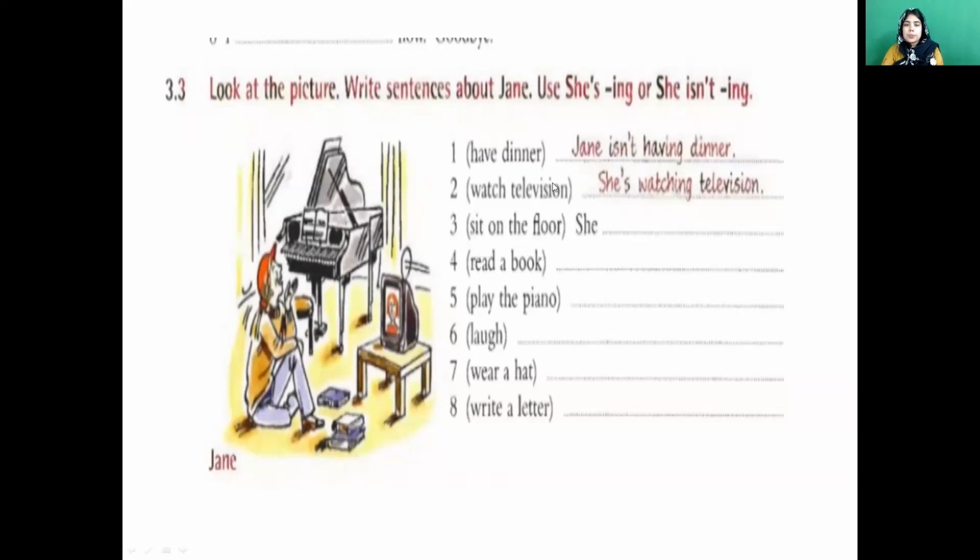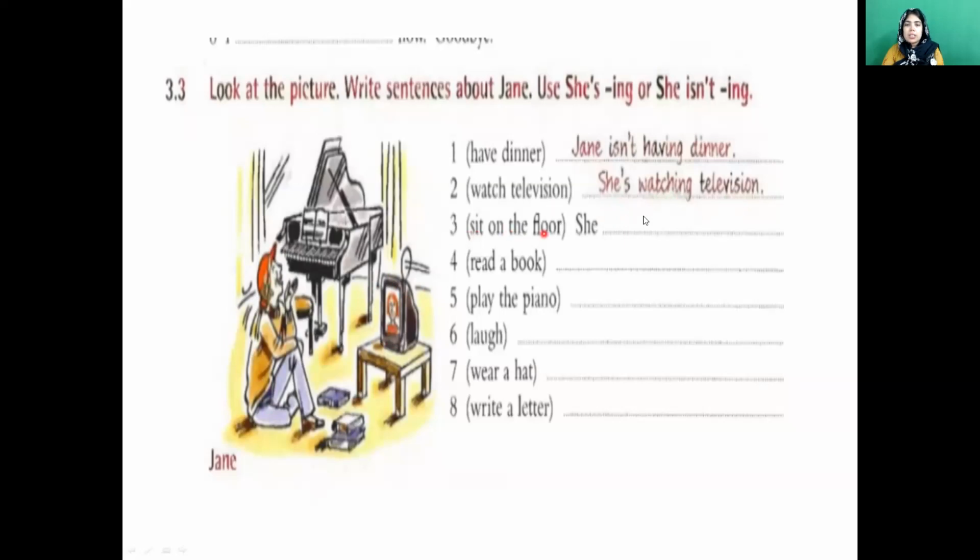So then number 2. Watch television. So we can see in the picture Jane is watching television. There is a television. So the answer will be she's watching television. She is watching TV now. She's watching television. And then number 3.